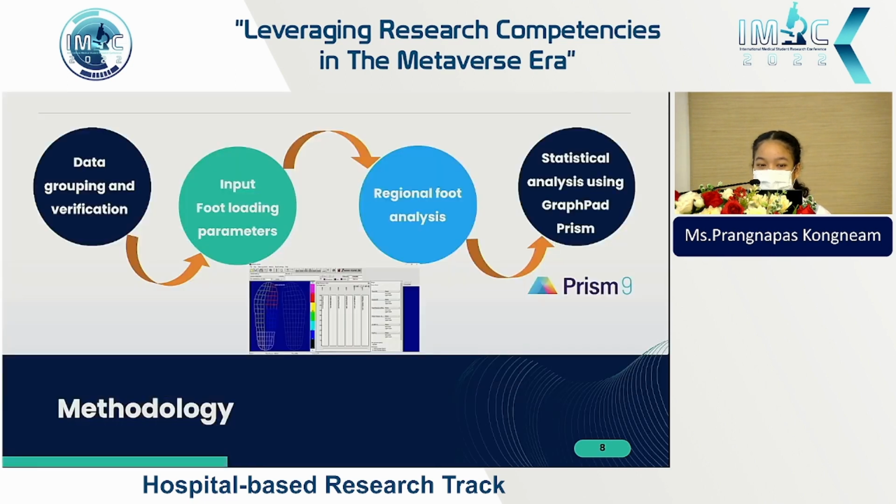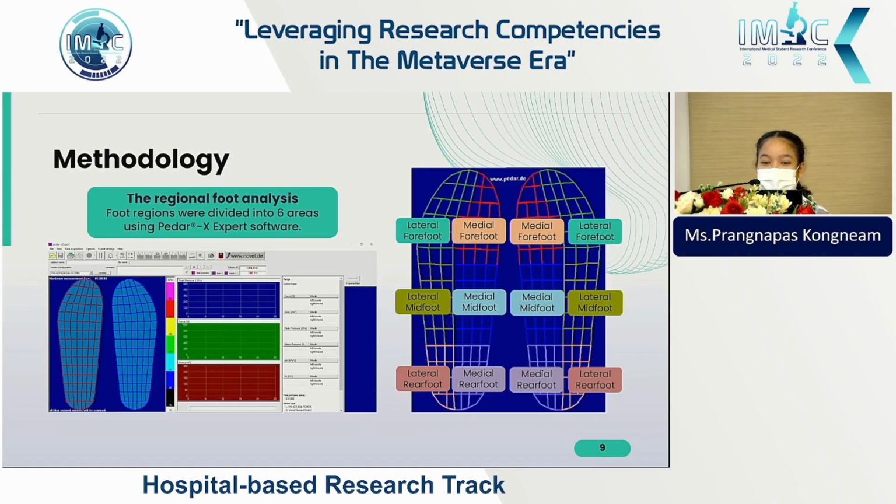And here is the data analysis. First of all, the data recorded from the PEDAR system were grouped and verified. Then the foot loading parameters during single support of stance phases from 5 consecutive gait cycles were input for regional foot analysis. Then the difference of foot loading parameters between paretic and non-paretic sides were analyzed with a paired t-test using GraphPad Prism. And here is how we analyzed the regional foot. Foot regions were divided into 6 areas, as shown in the picture, using PEDAR-X Expert software.